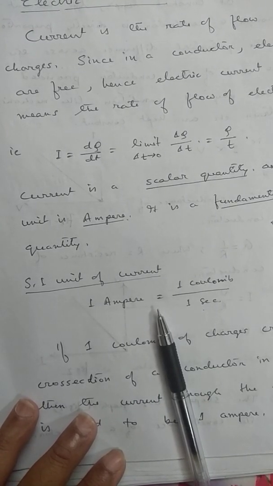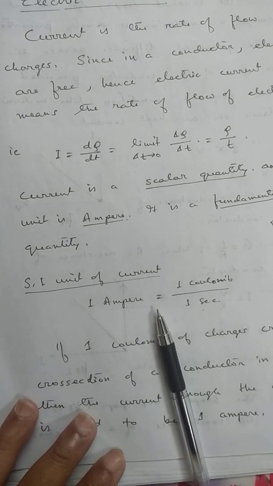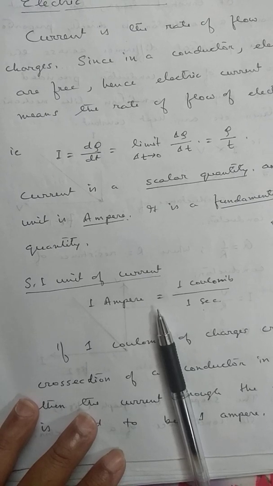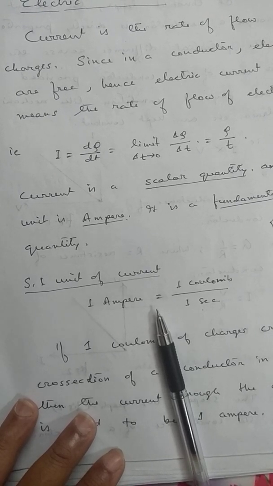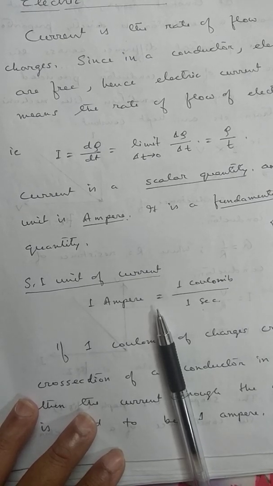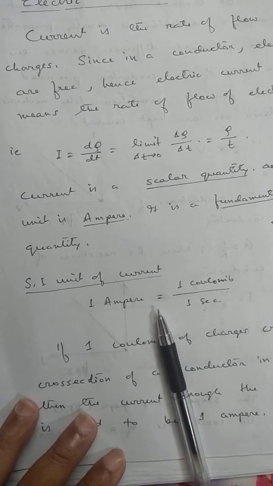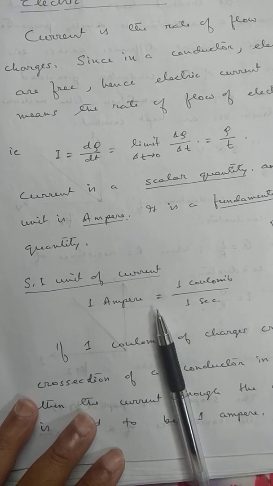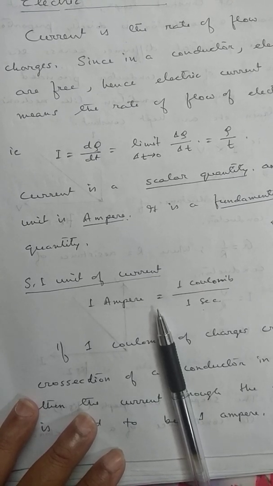Actually, a hole is a deficiency of electron. So whenever current flows through a junction of semiconductor, that current is due to the flow of both the free electrons as well as holes.